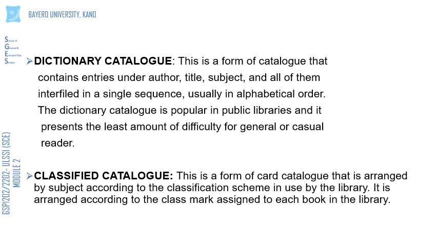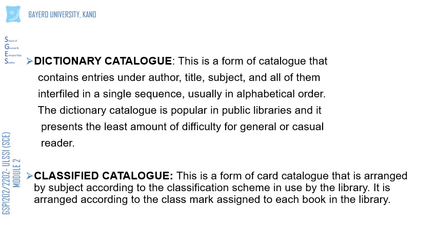Dictionary catalog is a form of catalog that contains entries under the author, title, subject, and all of them interfiled in a single sequence, usually in alphabetical order. This catalog is popular in public libraries and it presents the least amount of difficulty for general or casual readers.